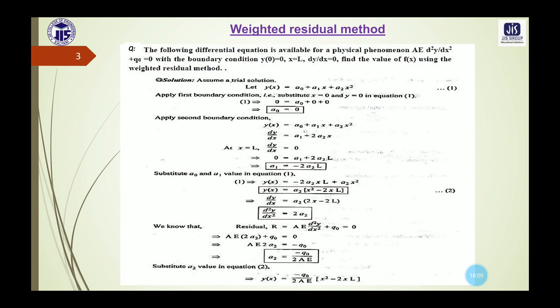Now if we put this value of a2 in equation number 2, then we get the value of f(x), that is y, equals minus q0 by 2AE within bracket x square minus 2xL. So this is the value of y or f(x), which we have calculated using the weighted residual method.